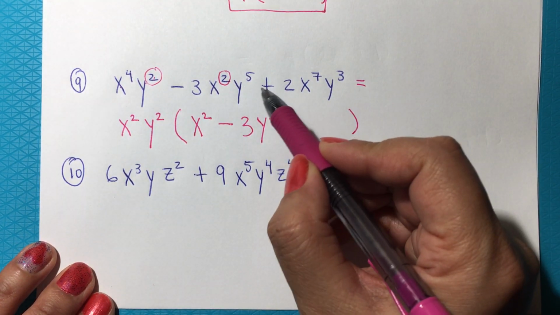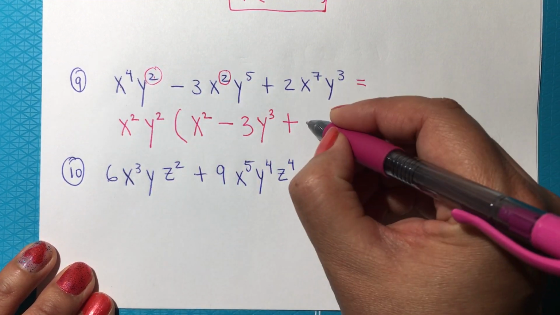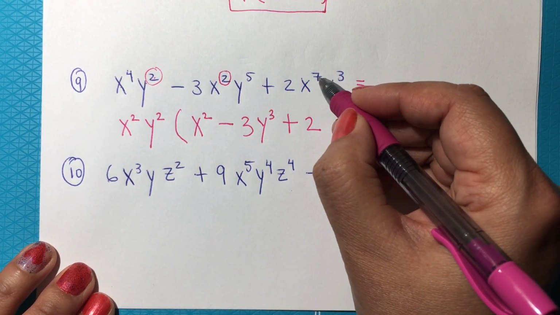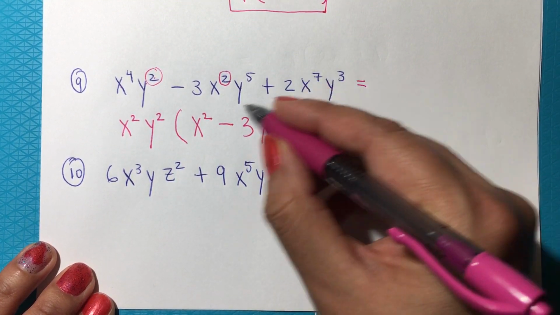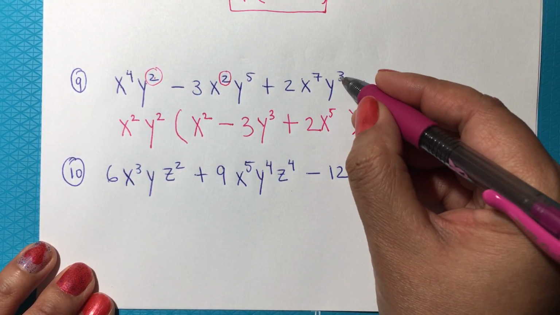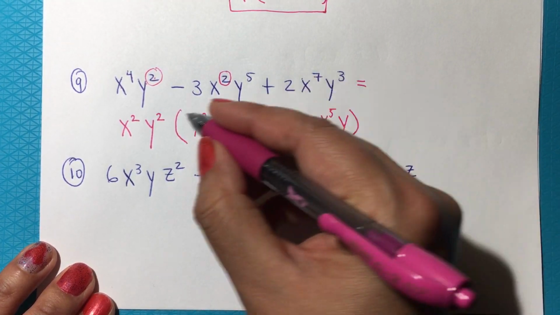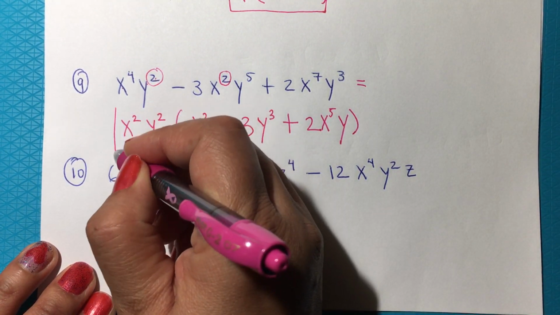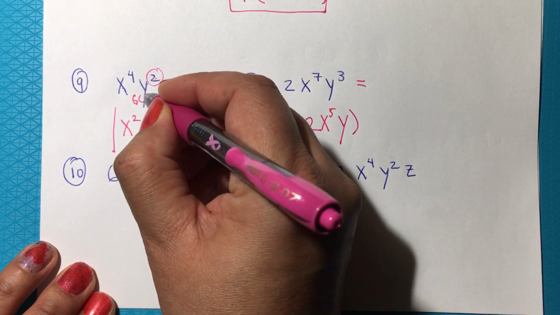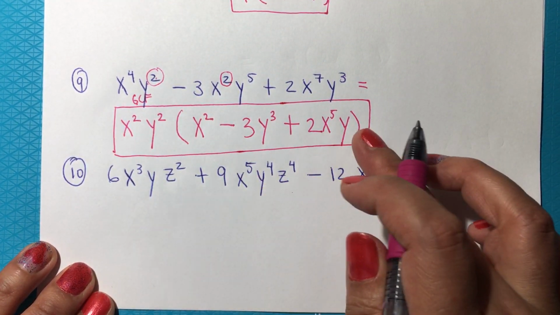The last term is positive divided by positive is positive. 2 divided by 1 is 2. X to the 7th power divided by x squared. You just subtract the exponent. 7 minus 2 is 5. Y to the 3rd divided by y to the 2nd is just y, because 3 minus 2 is 1, but we don't need to put it. And that's all. This is my greatest common factor. And this is the other factor.